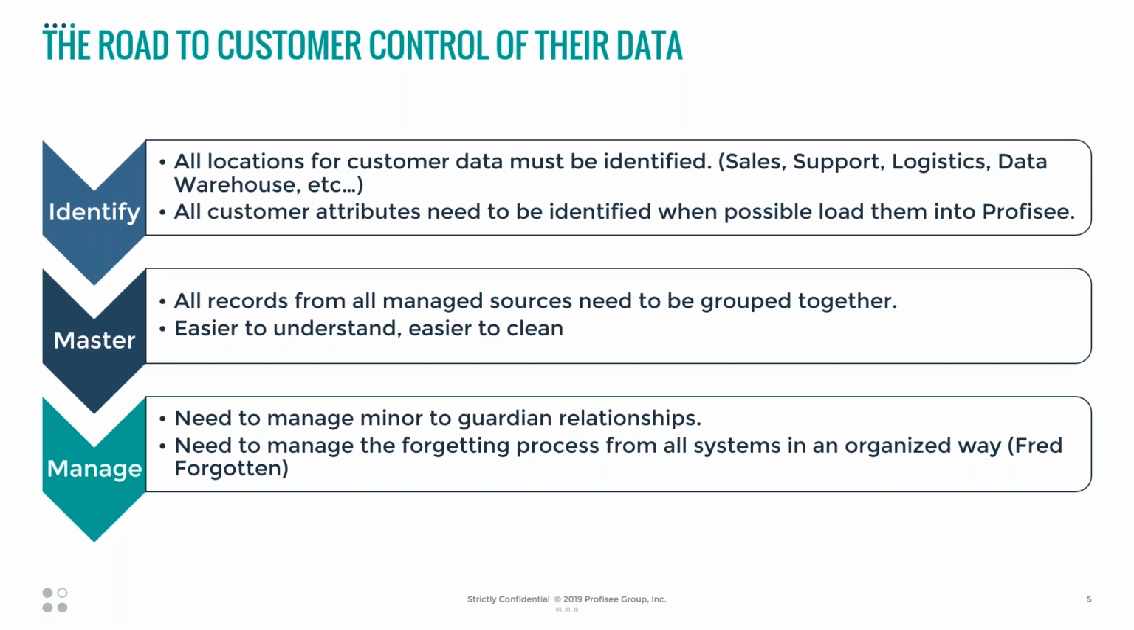Some of our customers work with a Big 5 firm or another consulting firm that's more business process driven to help them locate the customer data across their organization, as well as what PII exists in each of these systems. Systems to think about are sales, support, logistics, data warehouses, any place where we might have customer attributes. We also want to identify all customer attributes that need to be removed from the system, and whenever possible, load that data into Profisee. The benefit of this is that we're going to load those records in and be able to see the whole view of that customer when they call in.